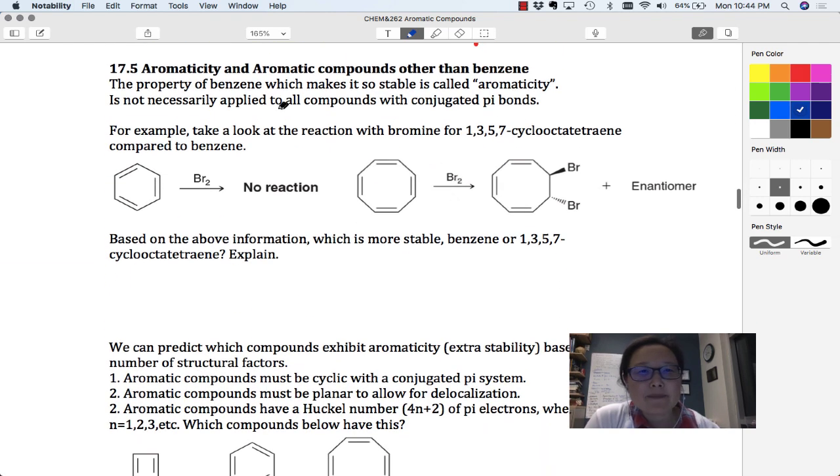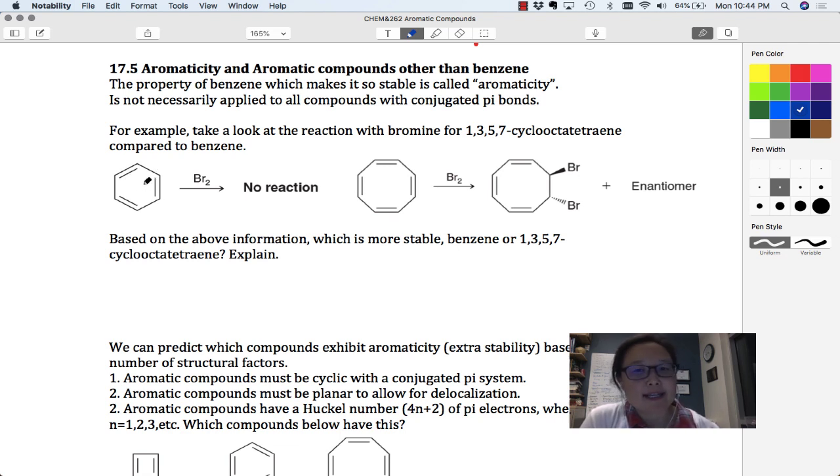Well, let's talk about what aromaticity is. There's this property that makes certain molecules more stable. When you look at benzene itself, there's no reaction because it's so stable. Now, we can have reactions of benzene, and that's what chapter 18 is about, but it's got to be different from alkenes. Alkenes are not conjugated necessarily.